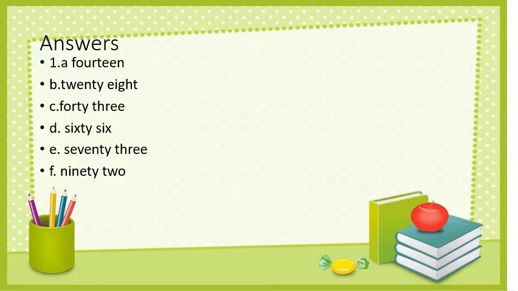Next part, the number is 43. Now children, the spelling of 43 is forty-three. Forty, 40. Three, 3. 43.